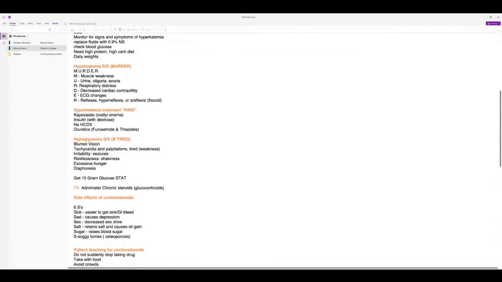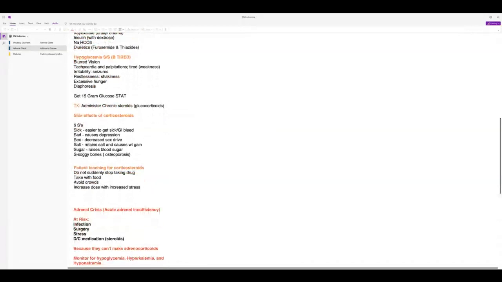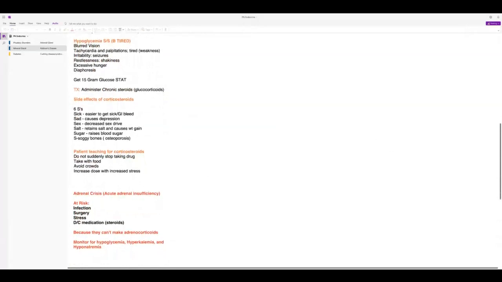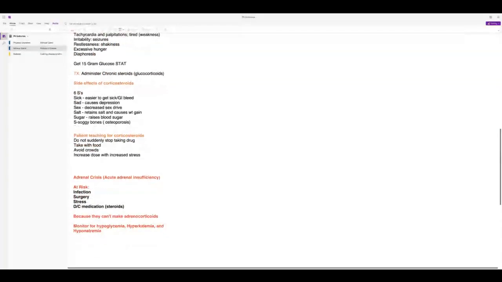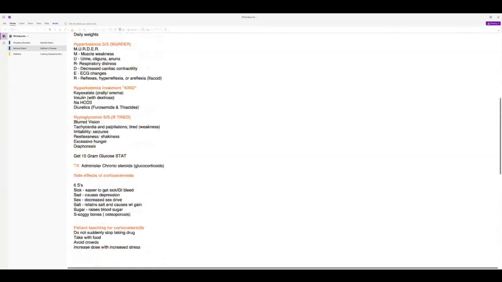All right. And then you have to tell them to avoid crowds, take the corticosteroid with food, and increase the dose with stress. Now, stress is what causes an adrenal crisis. Like somebody has surgery, like I talked about the adrenalectomy, or they have a big surgery and they're prone to this. They could go into adrenal crisis. Anybody with infection, extreme stress in their body, anybody I told you that stops taking steroids, okay? So you're going to monitor for hypoglycemia, hyperkalemia, and hyponatremia. All right, so that's adrenal crisis.